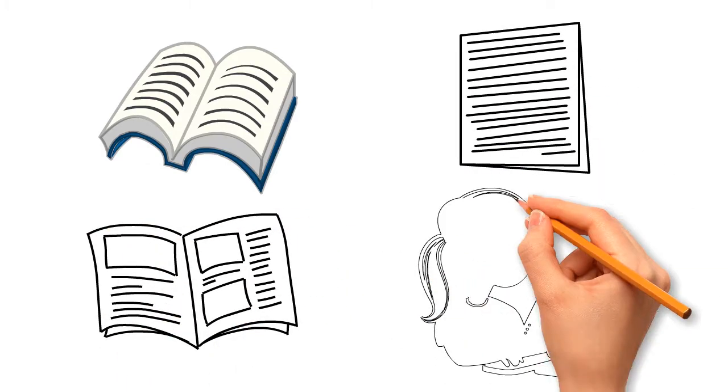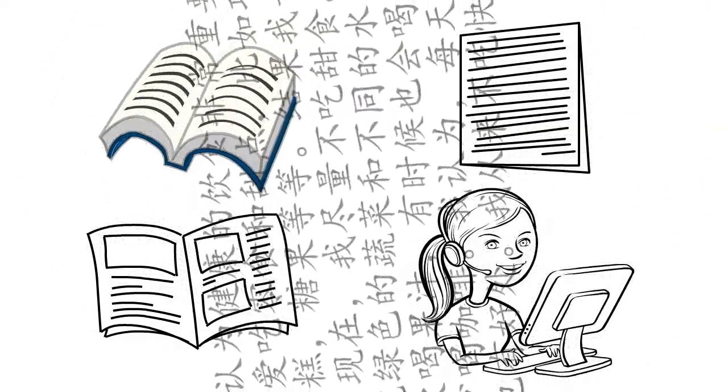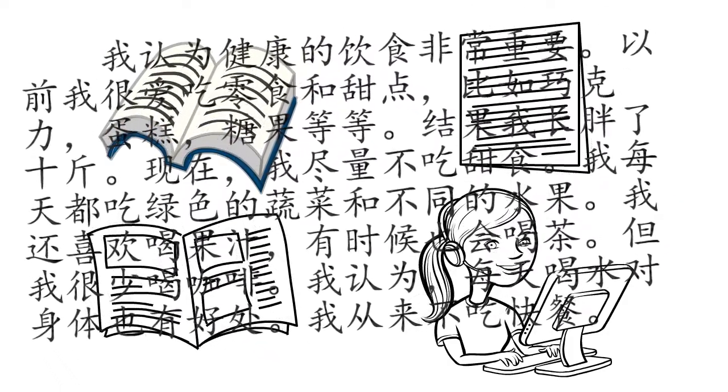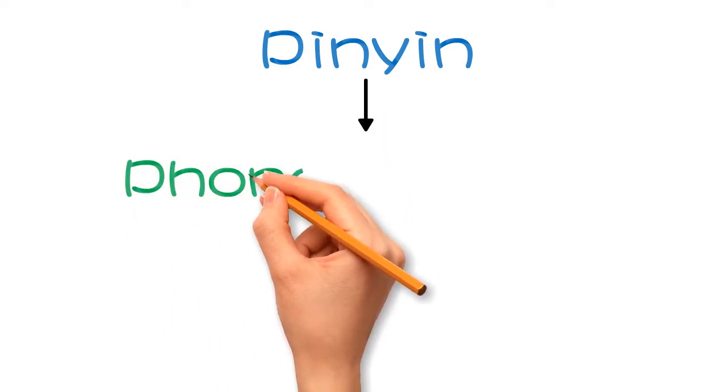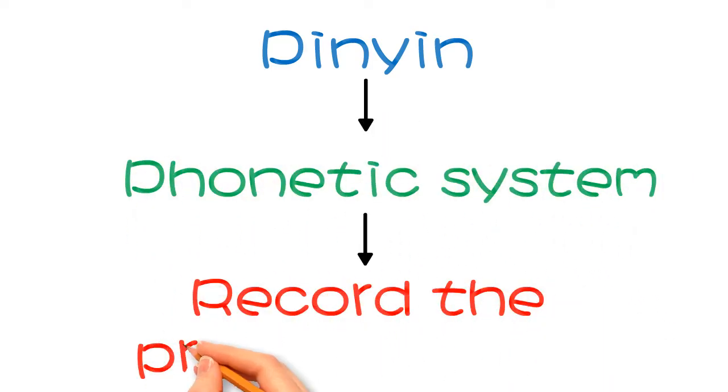If you read Chinese books, newspapers, magazines, or browse Chinese websites, you must know how to read characters so that you can understand what they say. Pinyin is the phonetic system used to record the pronunciation of Chinese Mandarin.